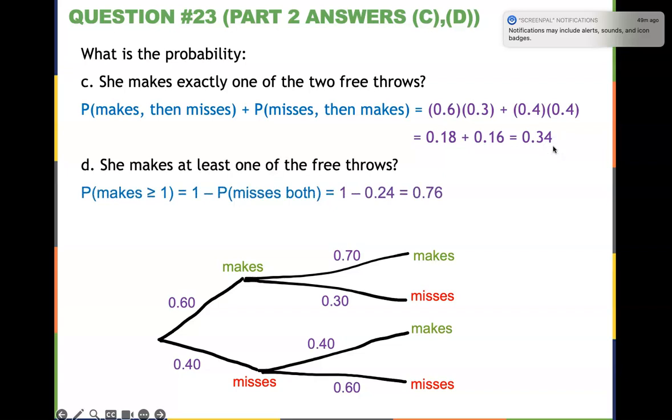In this last scenario, what's the probability that she makes at least one of the free throws? Remember, that's going to be the complement of missing both. Missing both is 0.4 times 0.6, which is 0.24. Hence, to make at least one of her free throws, she has a 76% chance.